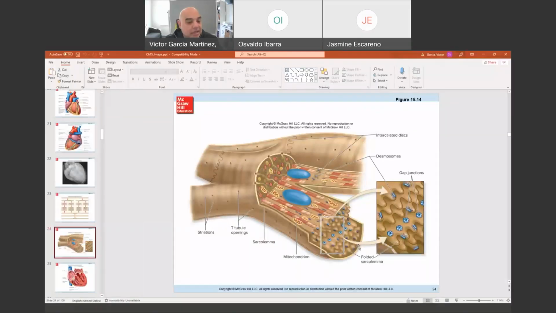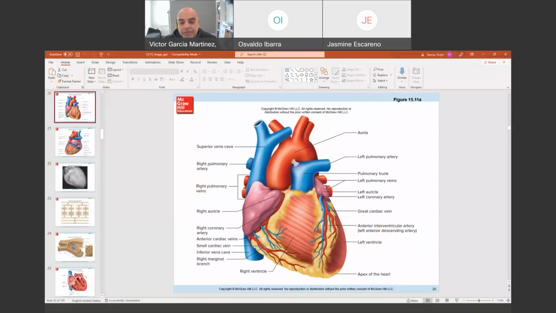Last time we were talking about the heart. We were talking about the four chambers. We were talking about the great vessels. And I would like to remember specifically some structures such as the coronary vessels because they are very important. They are the vessels for nutrition and oxygen for the heart.